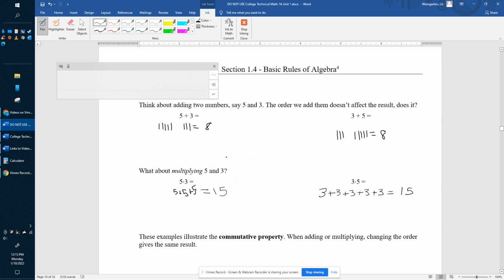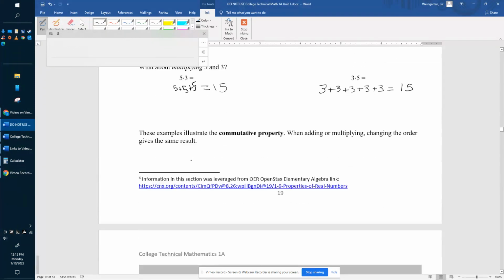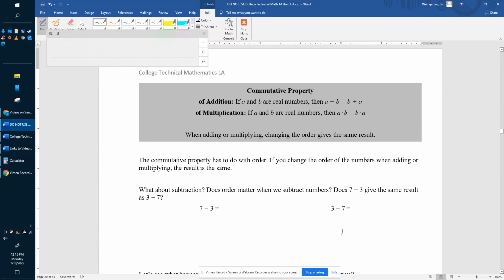So when we're talking about multiplication and addition, the order does not matter. You can flip them around to make things easier on yourself if you need to. This is the commutative property. Simply saying that when we add or multiply, if we change the order of what we're adding and multiplying, the result is going to stay the same.